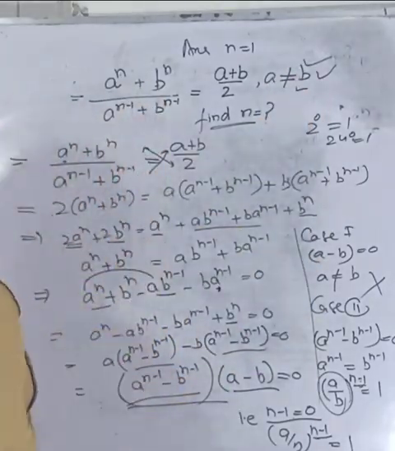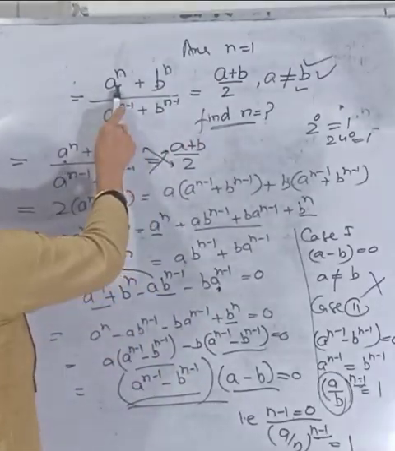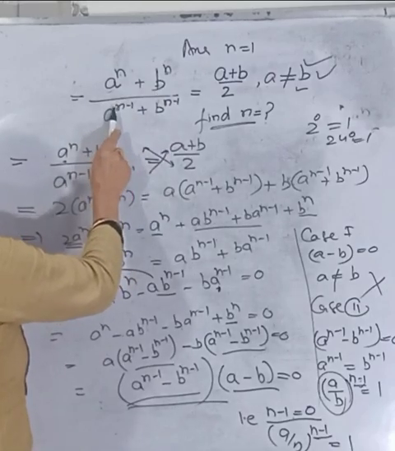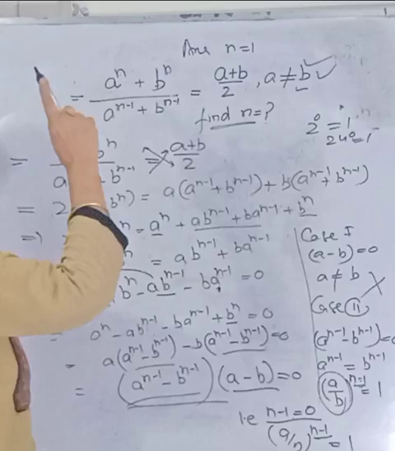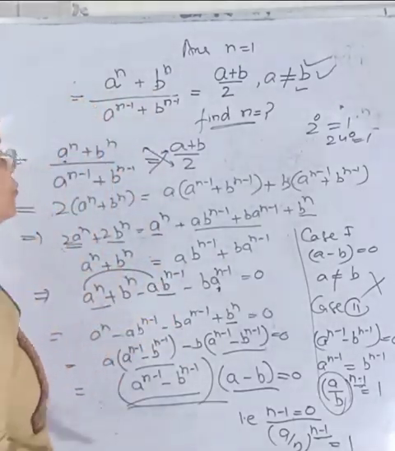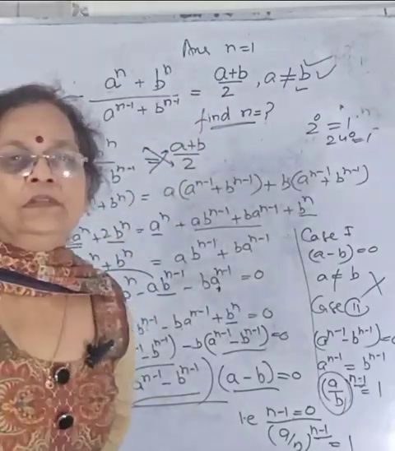Now you can check yourself. If n is equal to 1, then this is a, this is b, a plus b. With n equal to 1, a to the power 0 is 1, b to the power 0 is equal to 1. 1 plus 1 is equal to 2. It means we get the result a plus b equal to 2. It is very much confirmed.